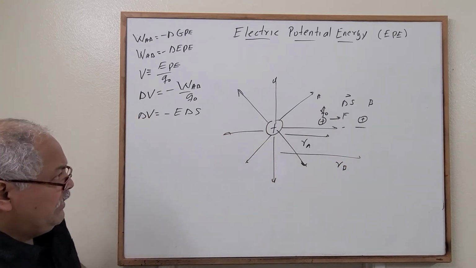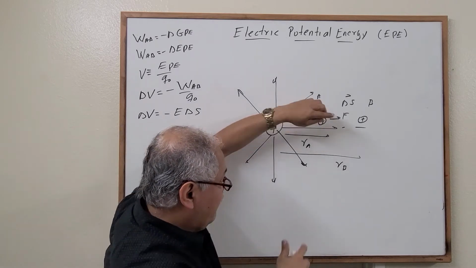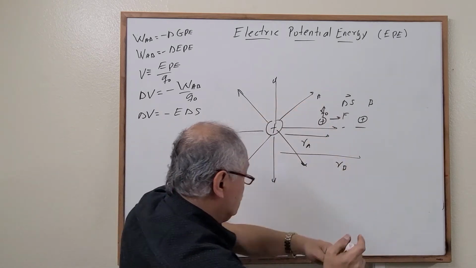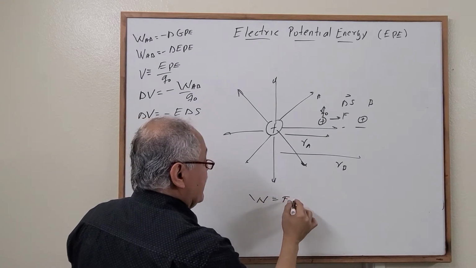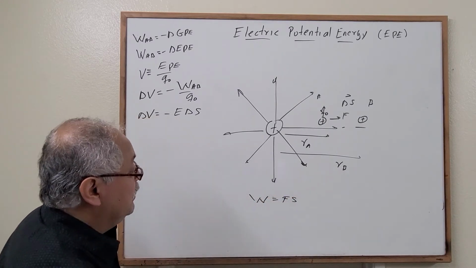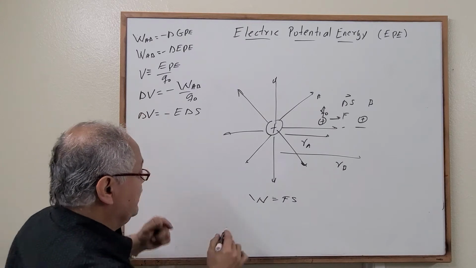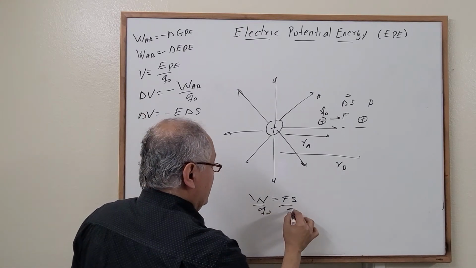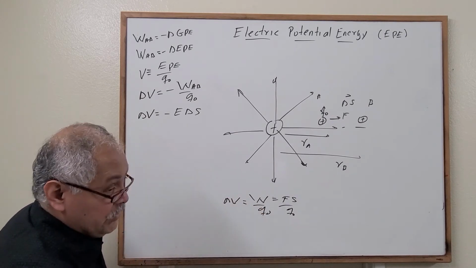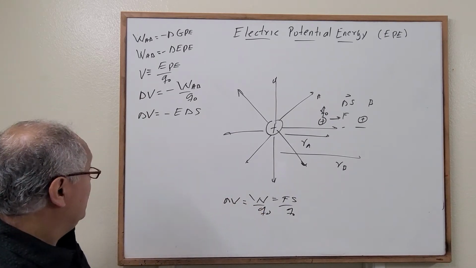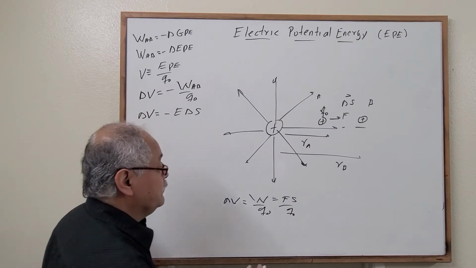We know that when force and displacement are parallel, the work done is force times S. It will repeat the same conditions right here, correct? We divide by Q naught to find, for example, the potential difference. Okay, now let's go back to this equation.